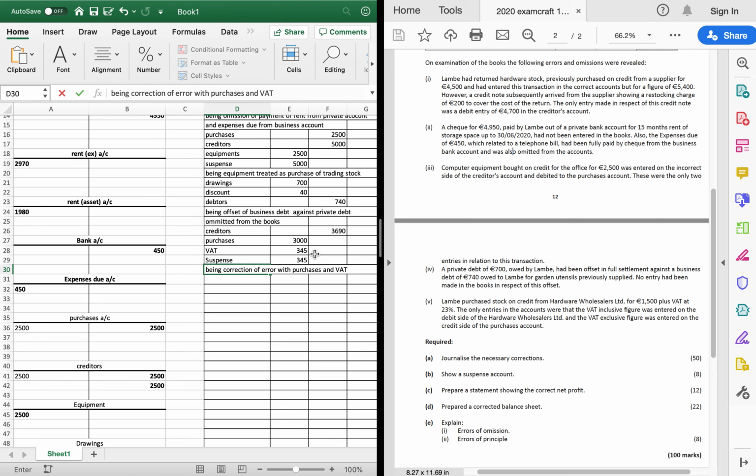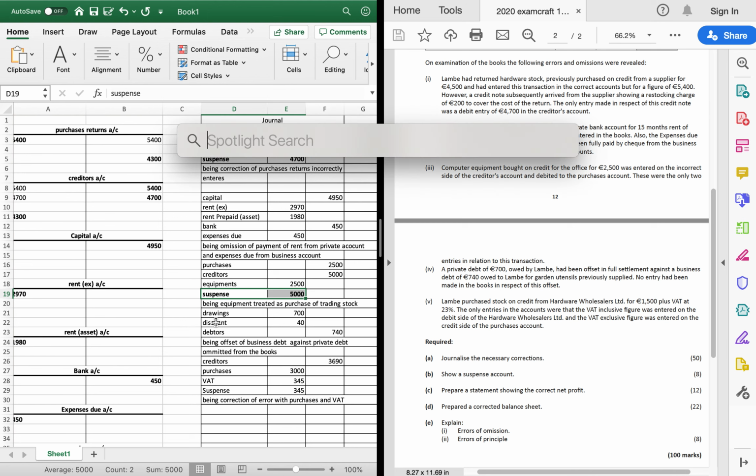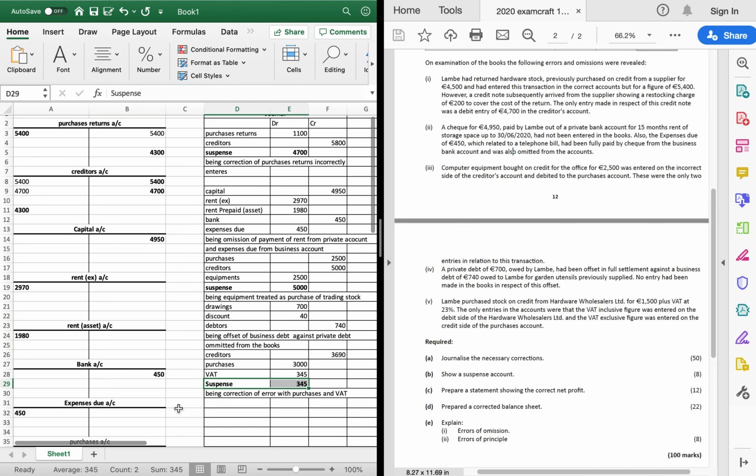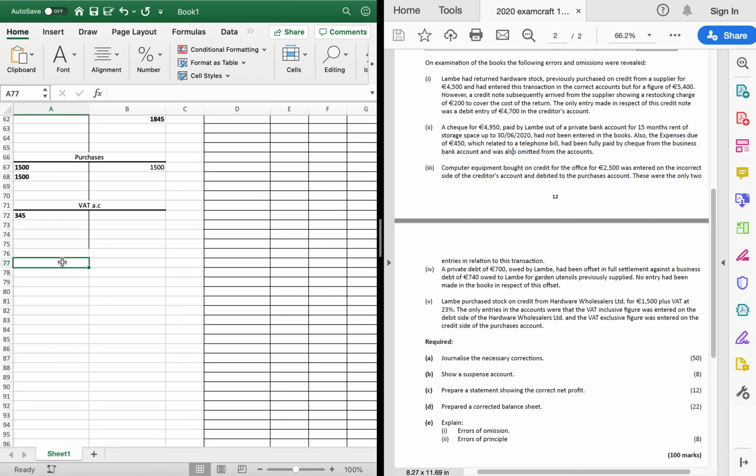So that's it done. If you do parts B, C, and D: the suspense account, the statement of corrected net profit, and the balance sheet. I'm just going to highlight the suspense ones here so we can get the suspense done. There are 3 that include suspense. Okay, so I'm going to come down here. This will be part B. So this will be our suspense account.